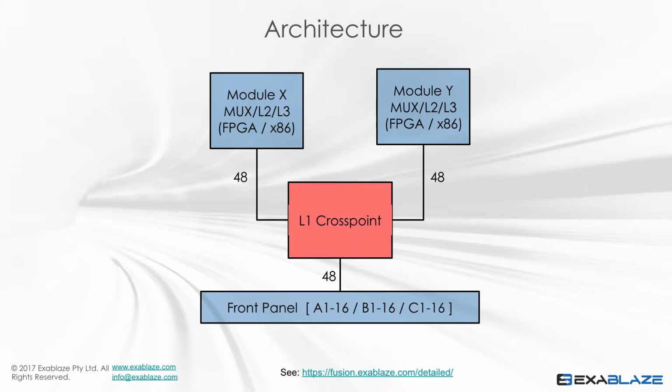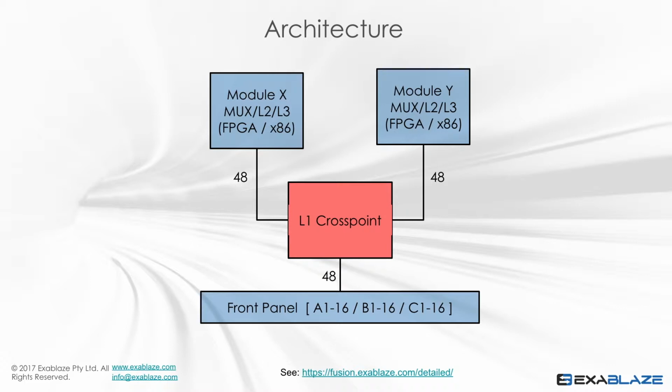The front panel is connected to the layer 1 crosspoint device. A layer 1 crosspoint is an electrical-only device that allows connections in a 1-to-n manner between all of its ports. The device is not aware of packets, and is the reason that we can implement very low latency functions such as tapping, patching, and monitoring.